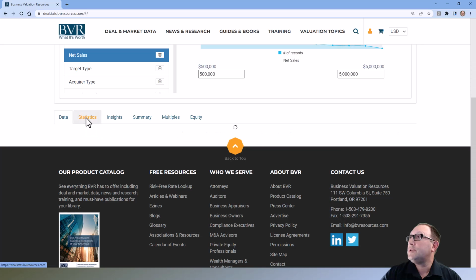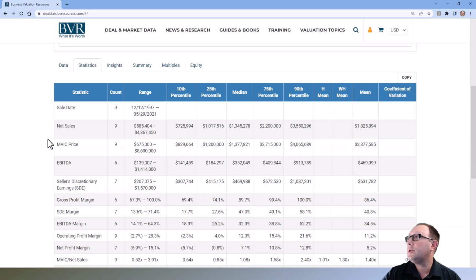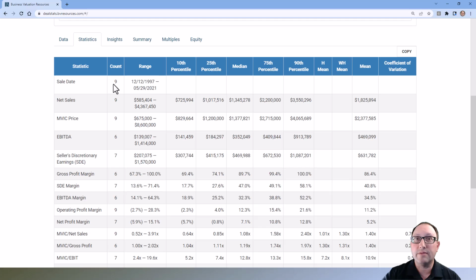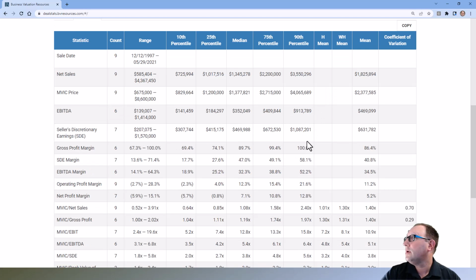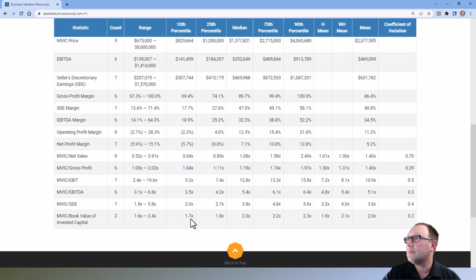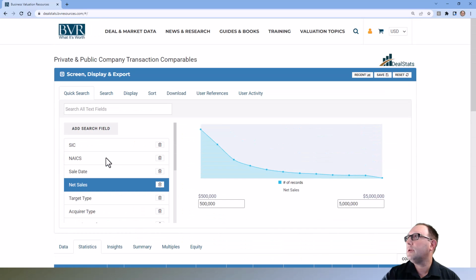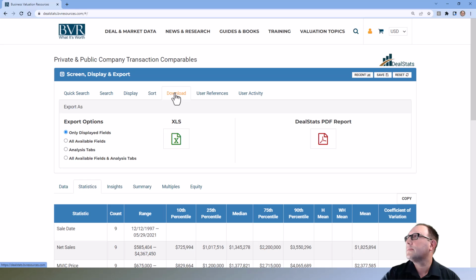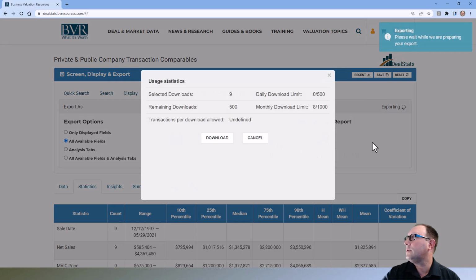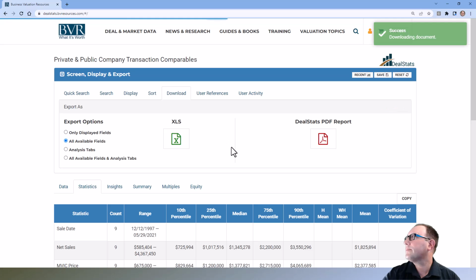So you have these other tabs you can look at. Statistics measures what of the database that you have, the selected data, 9 comps. Gives you all of this: 10th percentile, 25th percentile, median, so on and so forth, harmonic mean of all of this information. Let's explore if you want, but I'm going to come back up here to download. I want to download all available fields as an Excel file. You could download the PDF. I'm going to download all 9.